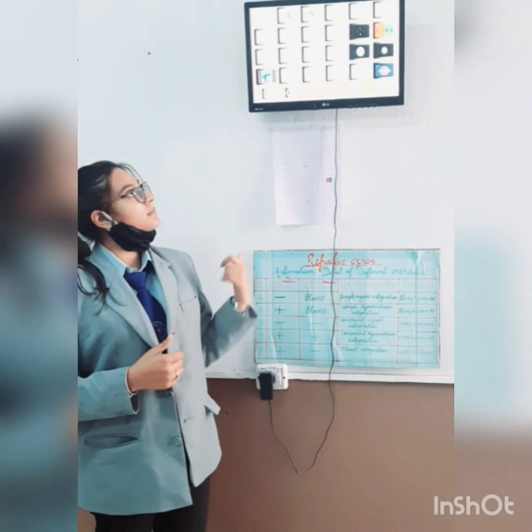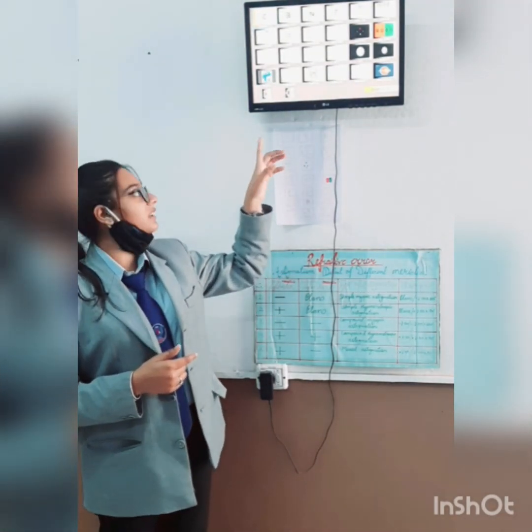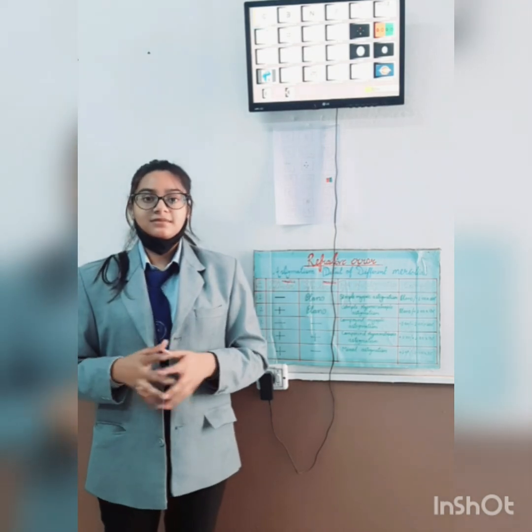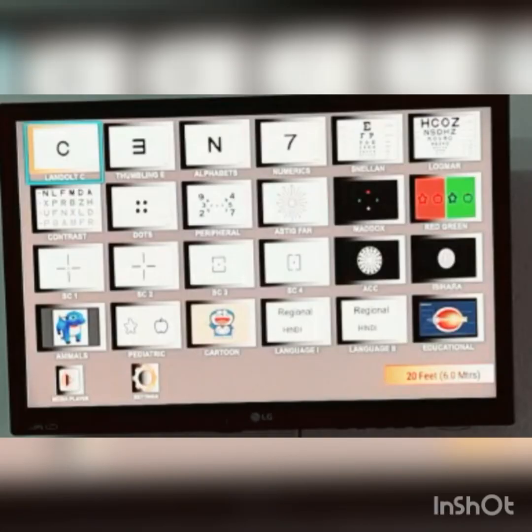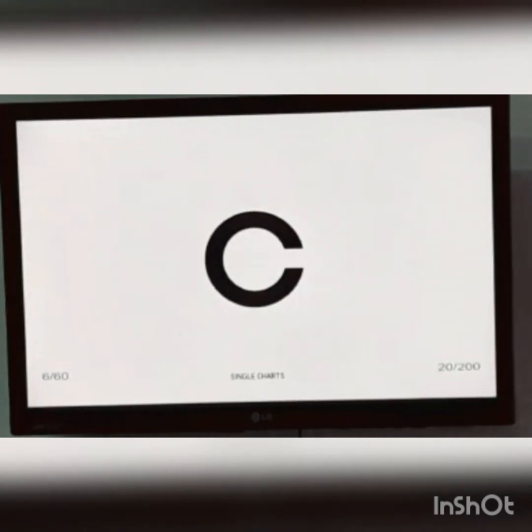Today we are going to discuss the various charts present in our LED vision drum. The first we have is the Landolt C chart. The Landolt C, also known as Landolt ring, Landolt broken ring or Japanese vision test.